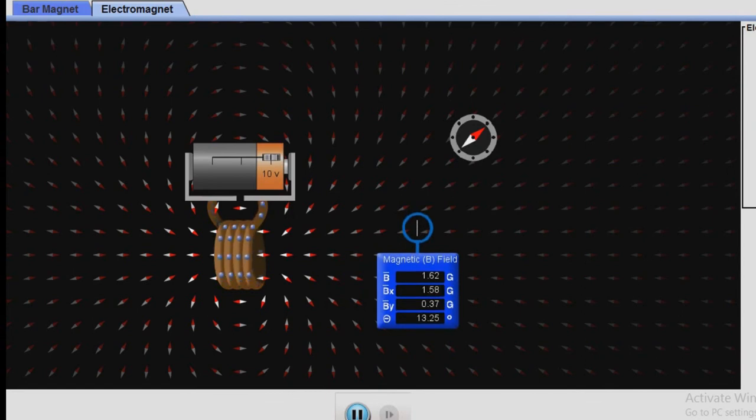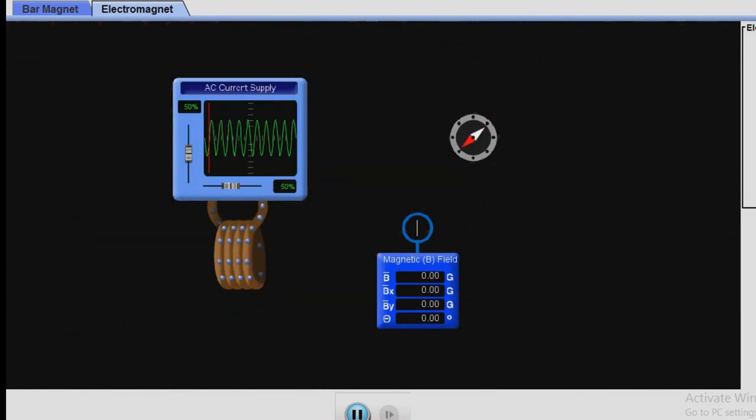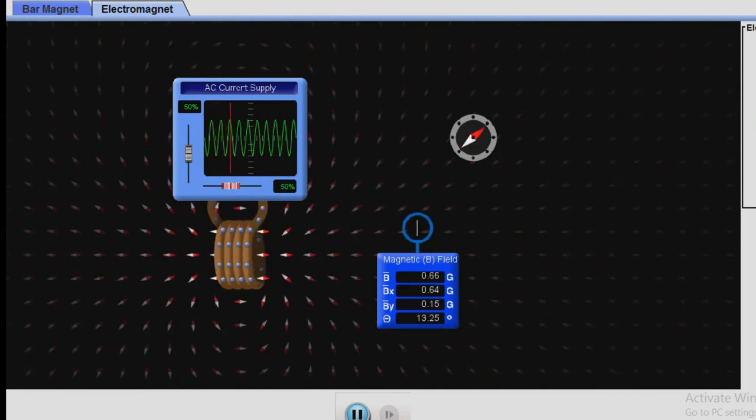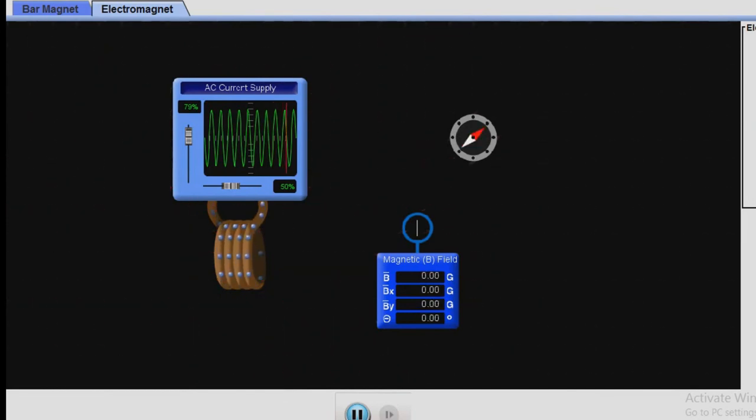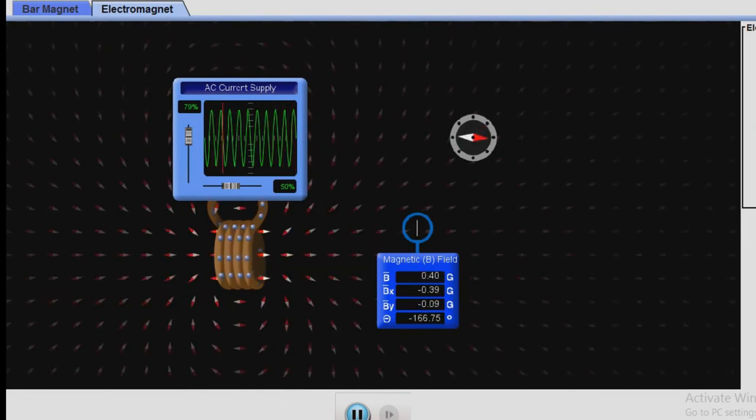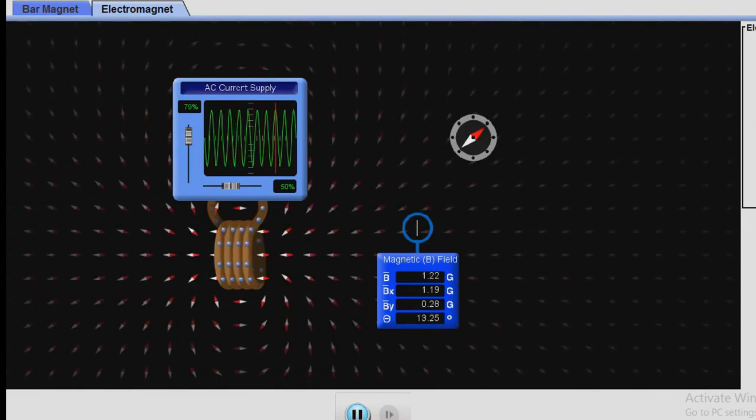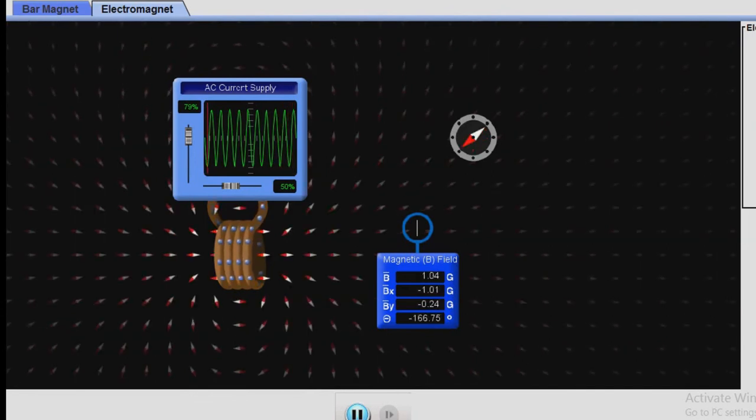One last thing I want to show you. Say the magnetic field strength is 1.62. I change the DC circuit into an AC circuit. Very interestingly, if the AC current supply is made stronger, the magnetic field strength as well as the compass needle are changing direction. So along with the magnitude, you can understand that the direction also has a certain effect on it. We'll be understanding this mathematically now. So let us stop.